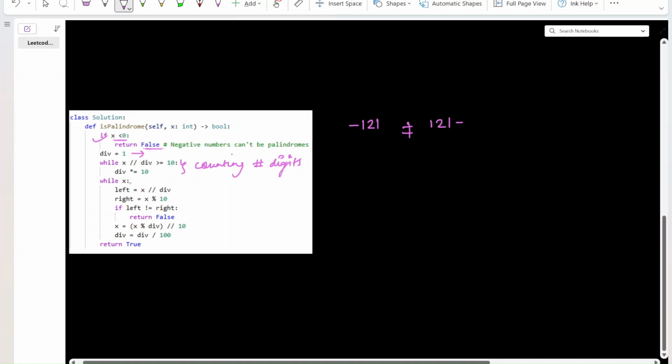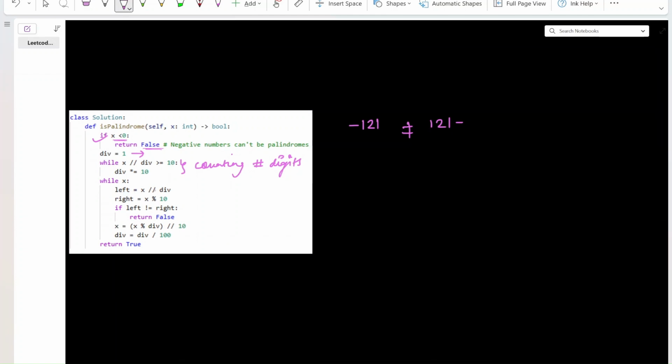Then we are saying, while we have digits in x, to get left, we divide x by div. So initially it would be 100,000. If the number is 523325, then this would be 100,000 and our left would be 5. But then we do the number percent 10 to get the rightmost digit, which is again 5. Then we are comparing whether left is equal to right. If they are not equal, then we return false because it is not a palindrome and we stop.